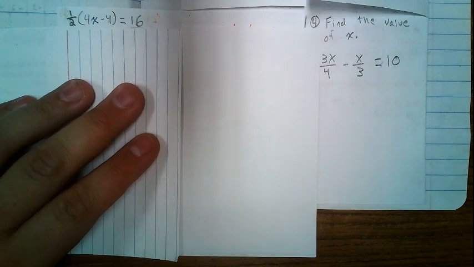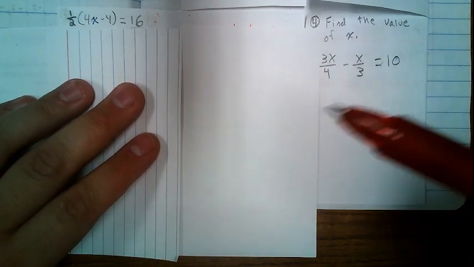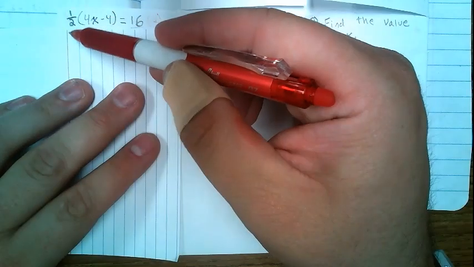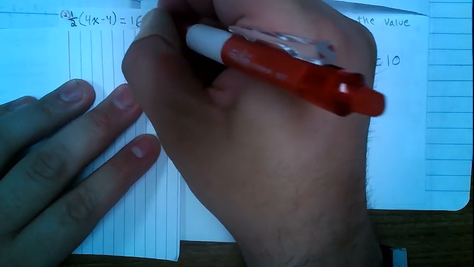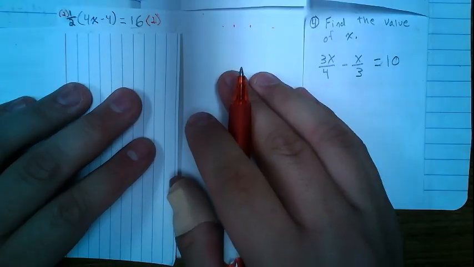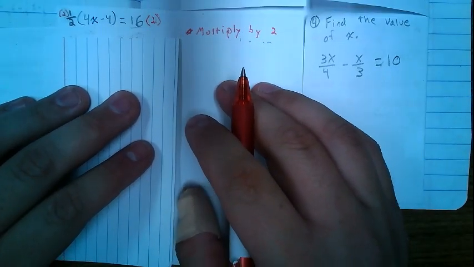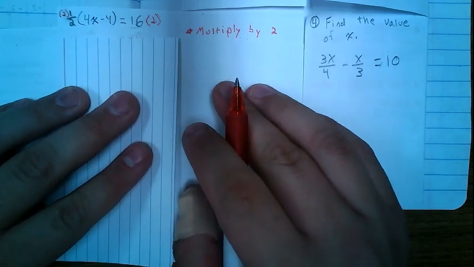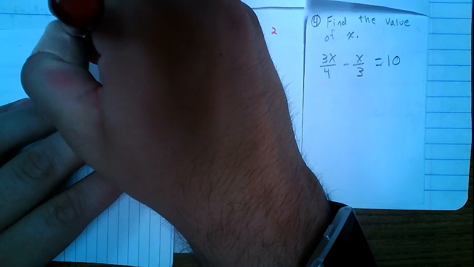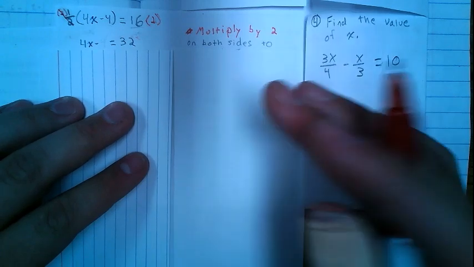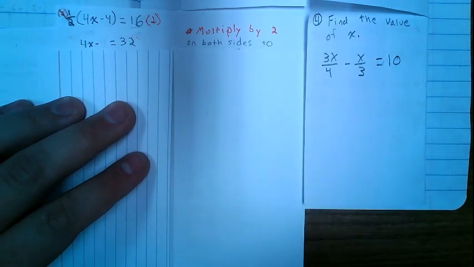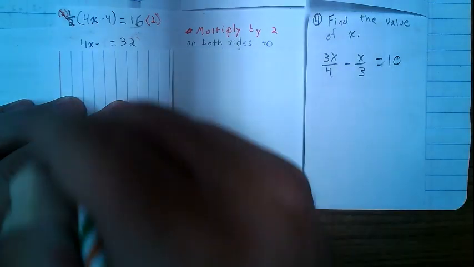So the opposite of division is multiplication. So what we want to do here is to get rid of this 1/2, we're going to multiply both sides by 2. And if it was 1/3, you'd multiply by 3. If it was 1/4, multiply by 4, and so on and so forth. So it's whatever the denominator is of that fraction. So those 2's cancel, and I'm left with 4x minus 4 equals 32.